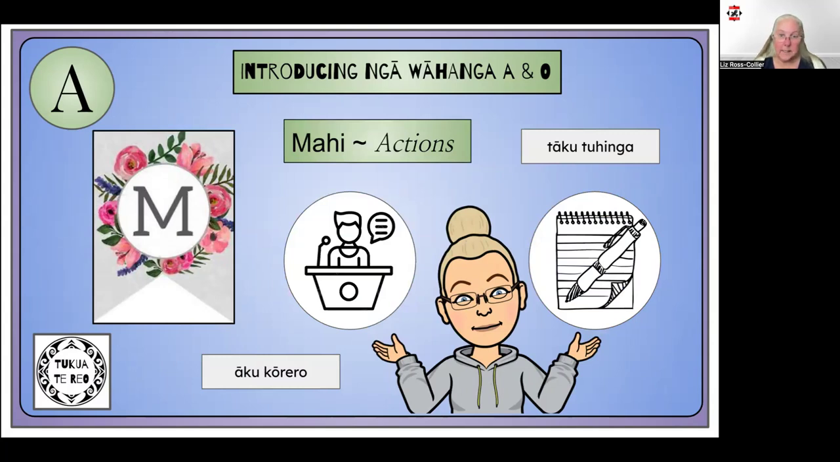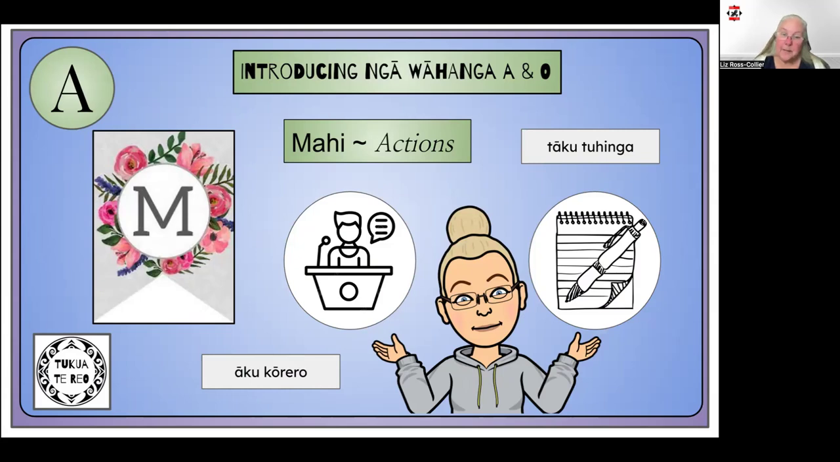The last letter in this acronym is mahi. It includes all the actions we do. For example, aku mihi, my greetings, or aku kōrero. Things like writing and singing, reading and speaking, all sit in the A category for this reason.